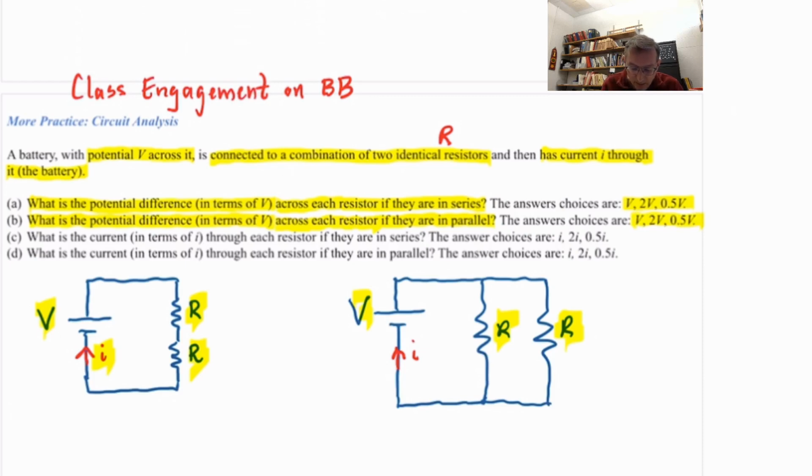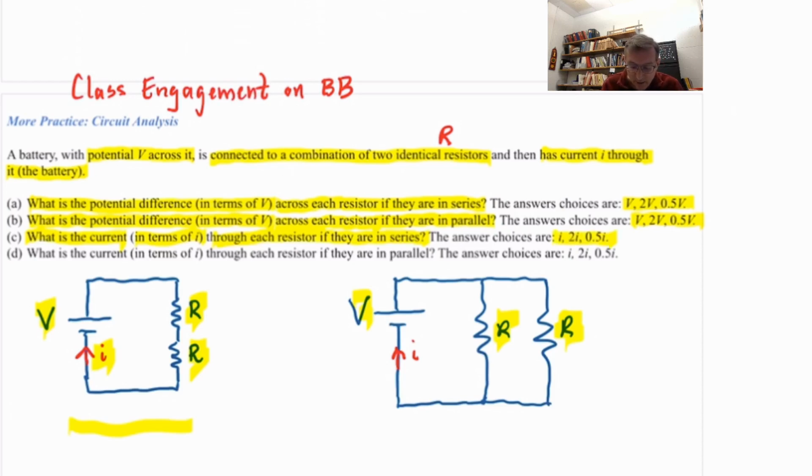Then C, what is the current through each resistor in terms of the current I through the battery if they are in series? So now go back to the series picture over here on the left. Now you want to know the current through each resistor in terms of I, which is the current through the battery. The answer choices are I, 2I, or 1/2 I.